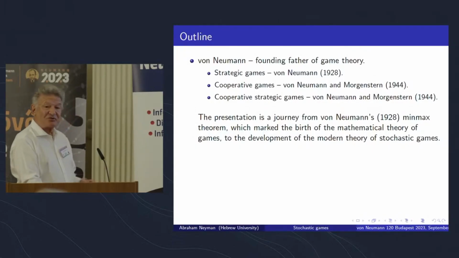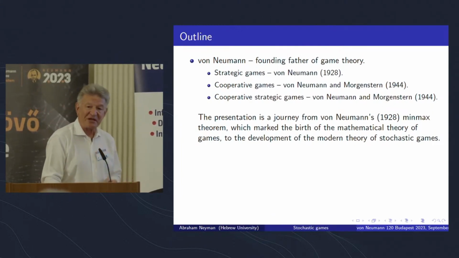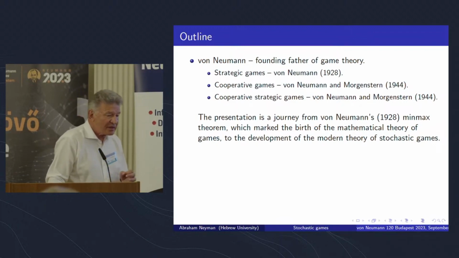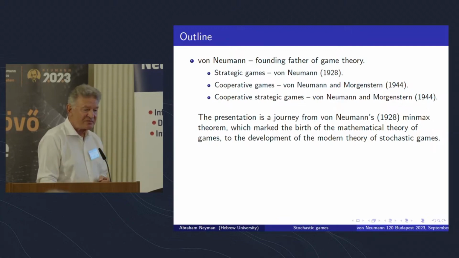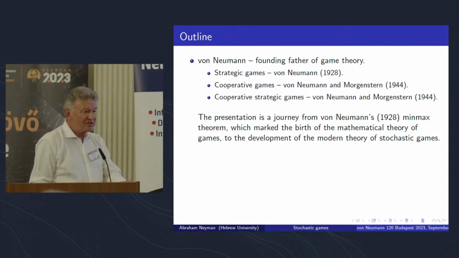The presentation today is a journey from von Neumann's 1928 paper, which marked the birth of the mathematical theory of games, to the development of the modern theory of stochastic games. So obviously, I say the mathematical theory of games, but this mathematical theory of games that he initiated was the foundation of many applicable future works.